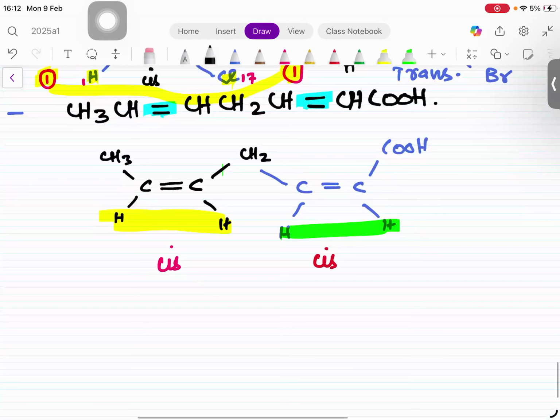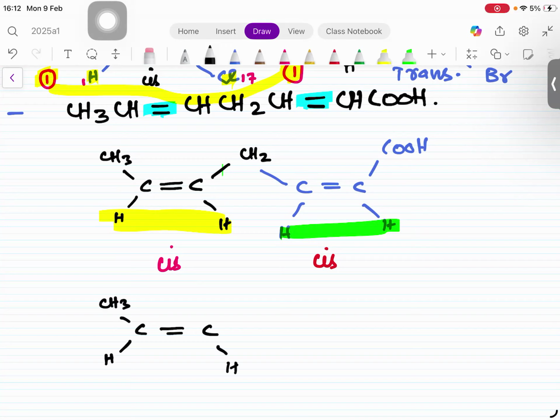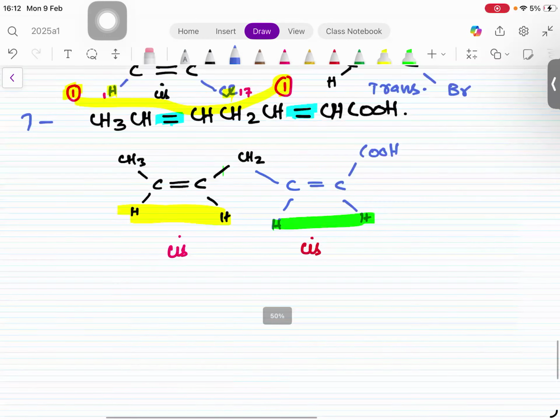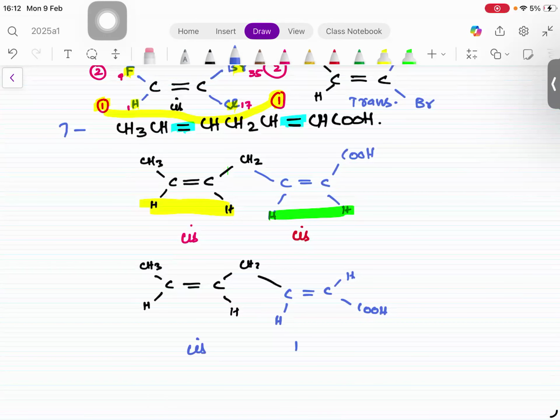This is cis. Now please pay attention. I'm drawing the same molecule again. Look, here is the H, here is CH3, here is H, here is CH2. Now look at this side. This double bond and H goes up and COOH comes down. So what is this now? Cis trans. What will be the other one?